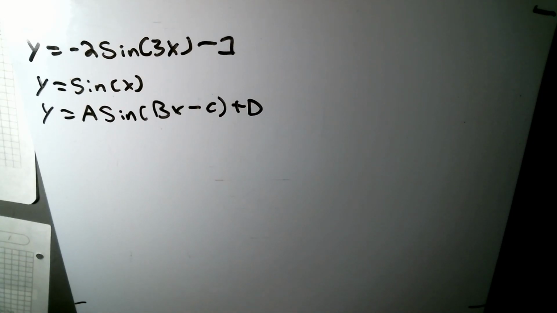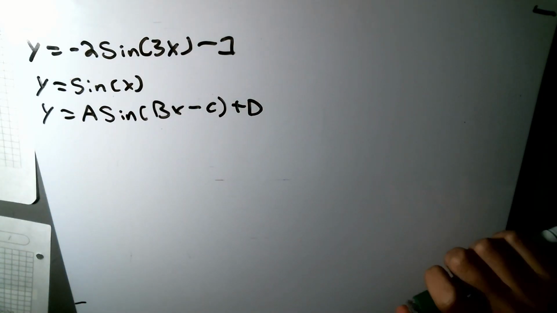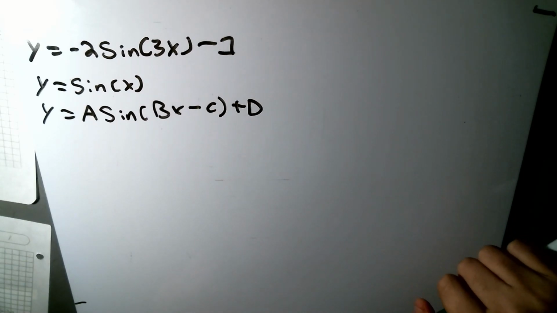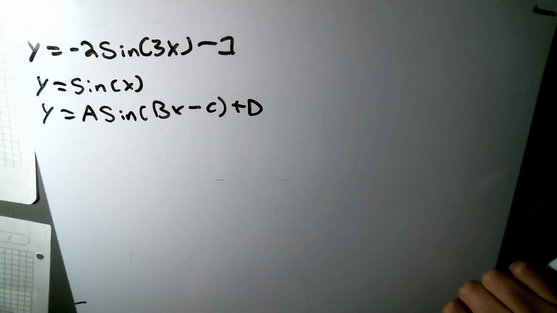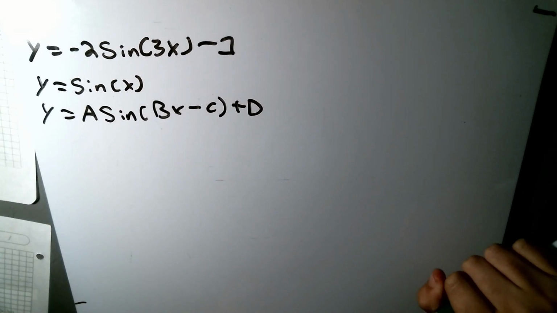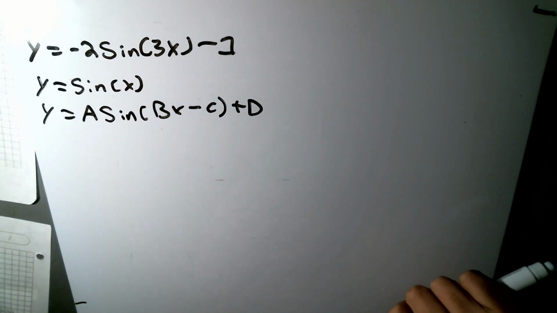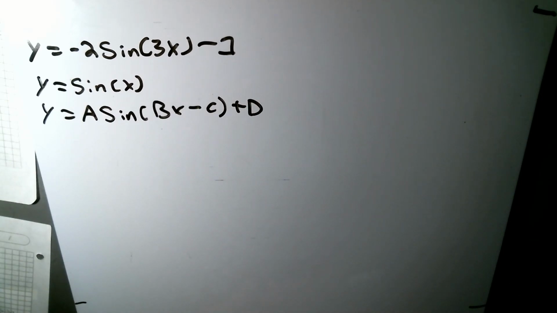Okay, so today we are going to work with y equals minus 2 sine of 3x minus 1. What we are going to do today is explain the function and its aspects, and how these aspects transform the graph.